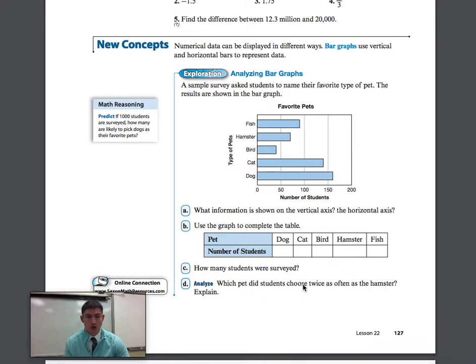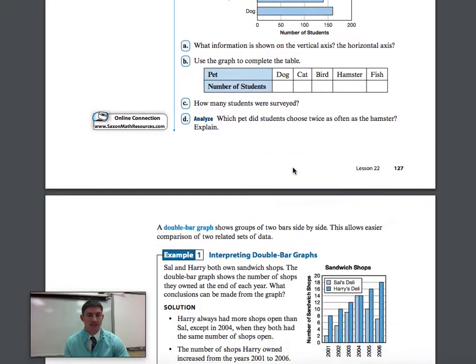Which pet did students choose twice as often as the hamster? Well, the hamster was only up until about 70, so twice that was the cat. Was 140. You have to be able to use some of this information and answer those questions specific to what's being presented in the graph itself.